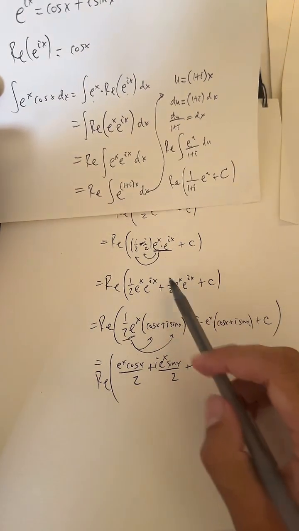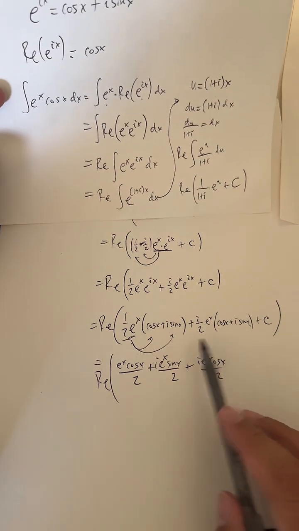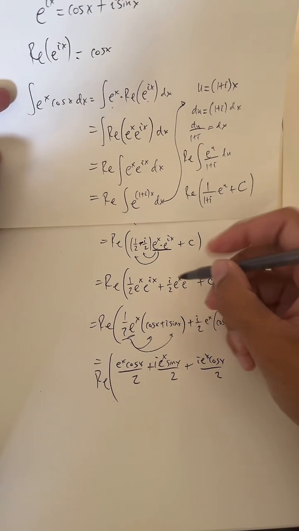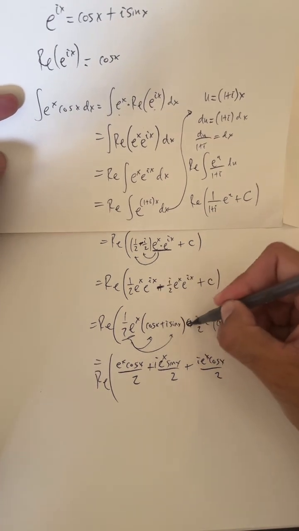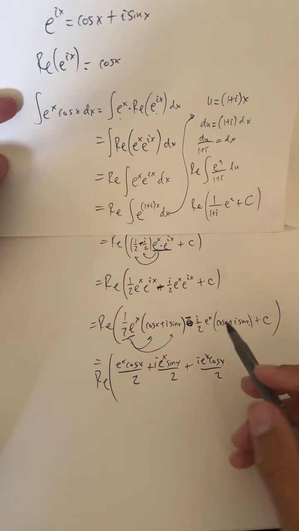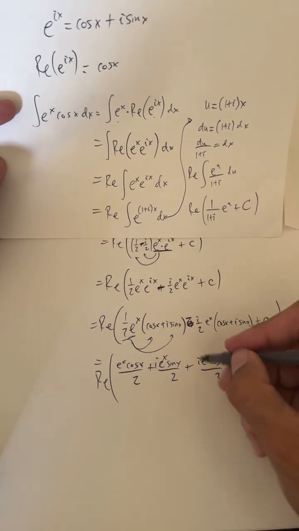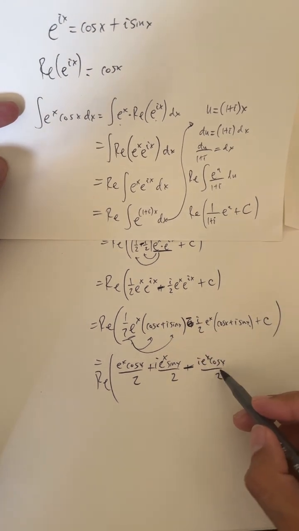So the only thing that we should really be careful with is when we distribute, this part should be a minus. So that should be a negative value. So when I multiply it to this, it becomes negative i e to the x cosine of x.